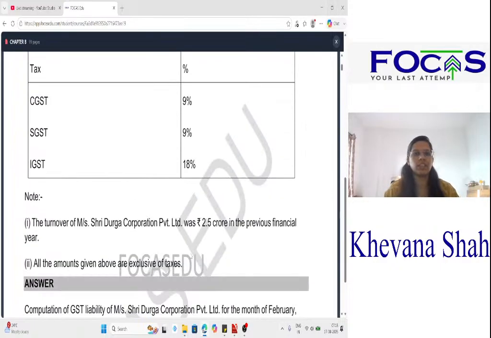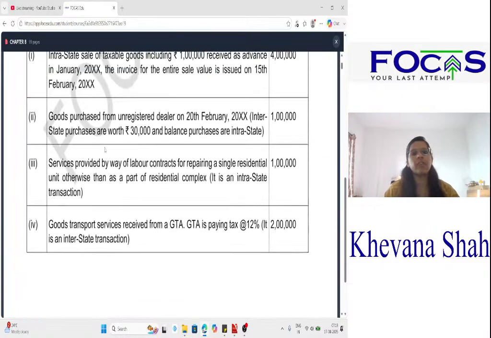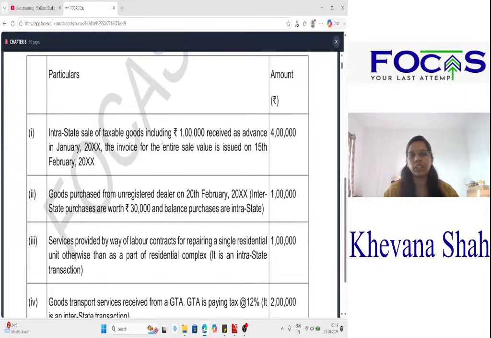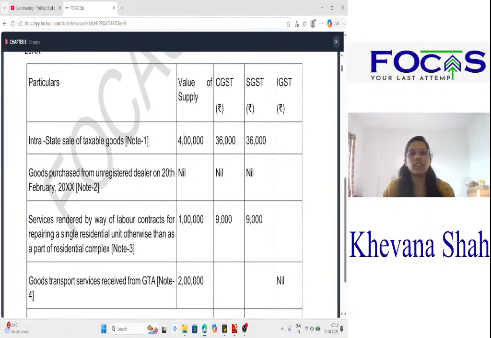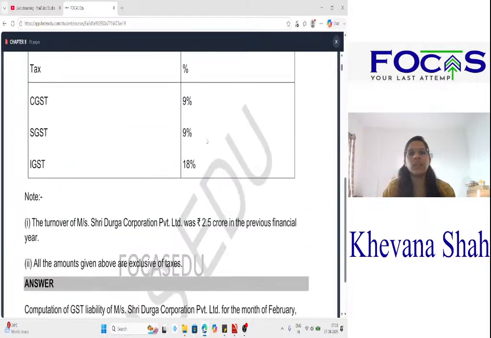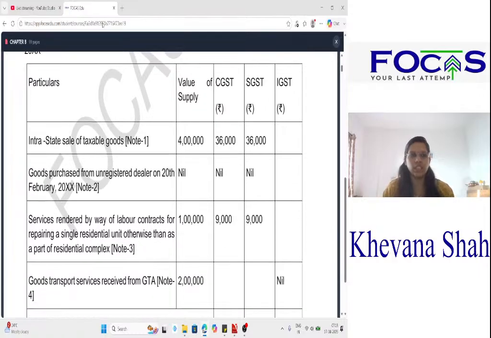So see, let's check the answer. Computation of GST liability of Messrs. Sri Durga Corporation Private Limited for the month of February. So first one we had was our intrastate sale of taxable goods. Now remember these including 1 lakh which is received as advance in January. But since the invoice for the entire sale is issued on 15th of February, in that invoice the entire value will be considered and GST liability will accordingly arise on 4 lakhs amount, which is coming to 36,000 as 9% CGST and 9% SGST each.